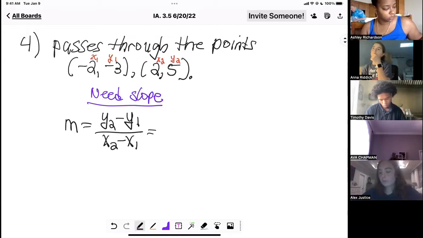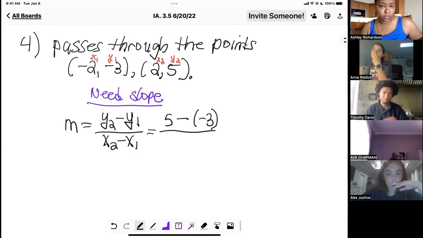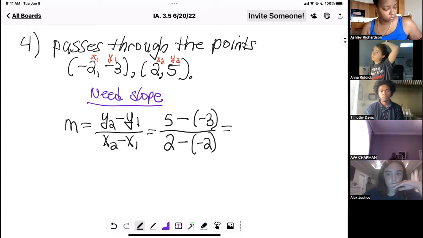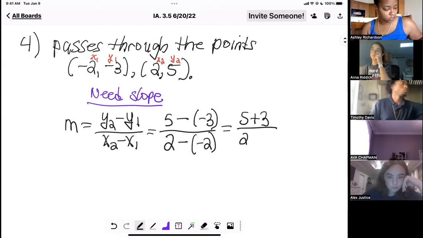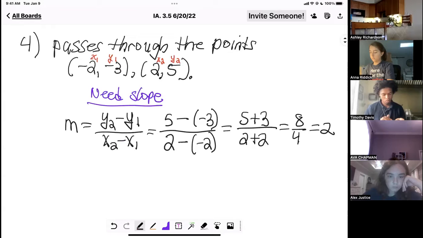So Y2 is 5 minus Y1 is -3. Remember, you can't just take the minus and make it 5 minus 3. It's 5 minus -3 over X2, 2 minus -2. So we know minus and negative is a positive, so it's really 5 plus 3 over 2 plus 2, which is 8 over 4, which is 2. So nice one. So my slope is just 2.